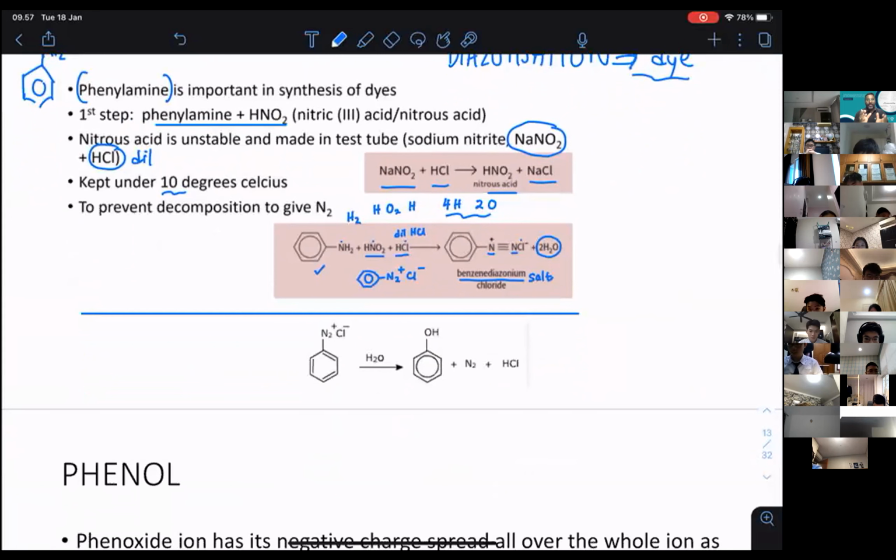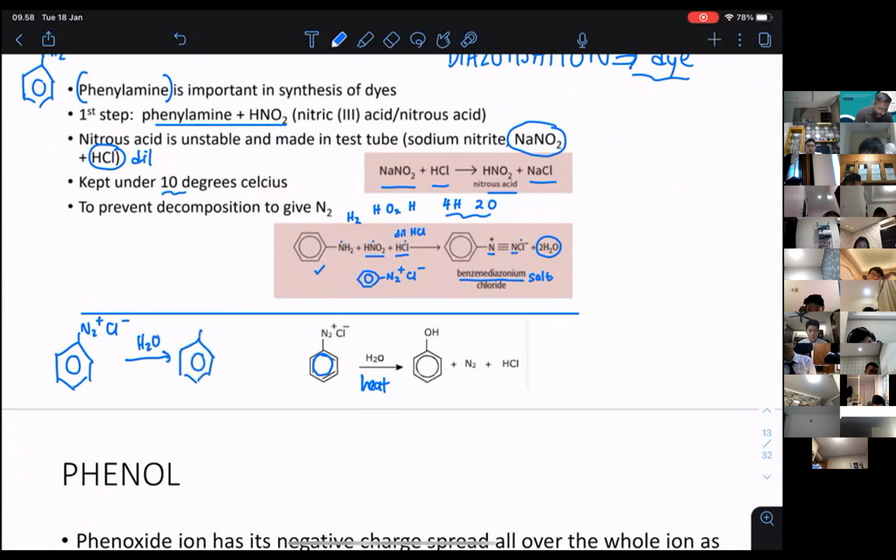Once you get the benzene diazonium salt, you heat it with water. Do remember, this is going to be under reflux. Heat with water, and what you are going to get, I will rewrite again. You have N2+ and Cl-, and you heat with water. What am I going to get? I am going to get phenol.